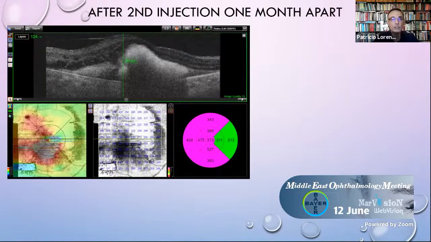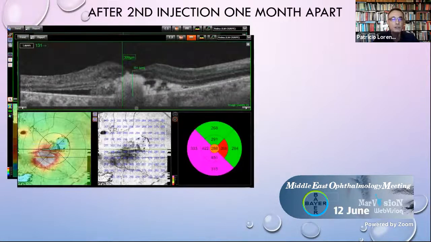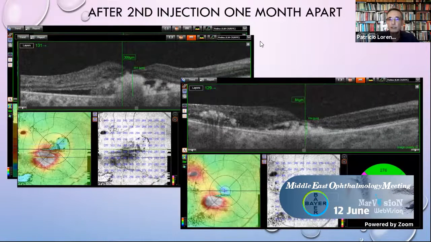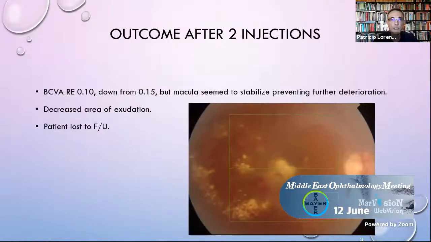This is before the injections. This is after the first injection. And this is after the second injection. We can see that the retina has become thinner. The area of elevated retina is less and less. But there is some retinal thinning, some organization, and some scarring. So this is the outcome after 2 injections.